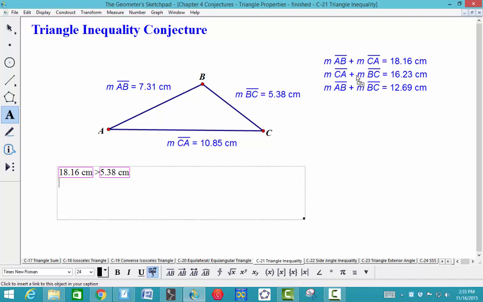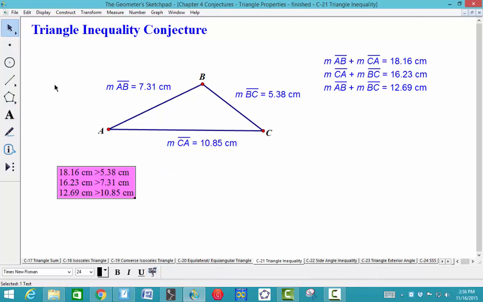We're going to show that the measure of segment CA plus the measure of segment BC has to be greater than our third side, which in this case is AB. And then lastly, we're going to show that AB plus BC must be greater than our third side, which in this case is CA. Okay, and that is our triangle inequality conjecture.